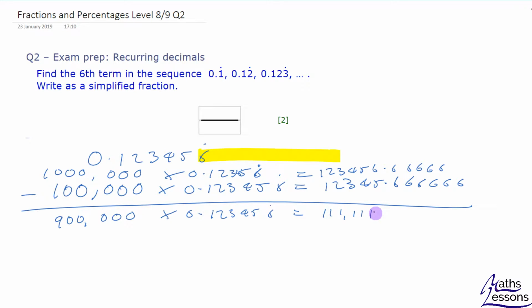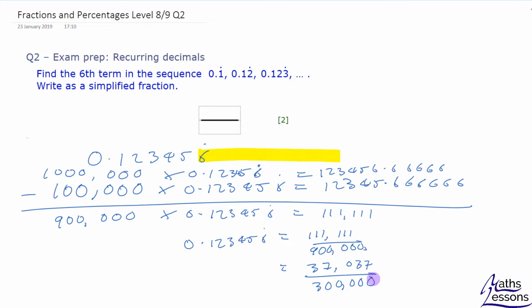111,111. So therefore, one lot of all of this will equal 111,111 all over 900,000. And we can see straight away that the top is divisible by 3 and the bottom is divisible by 3. And that gives us 37,037 over 300,000.